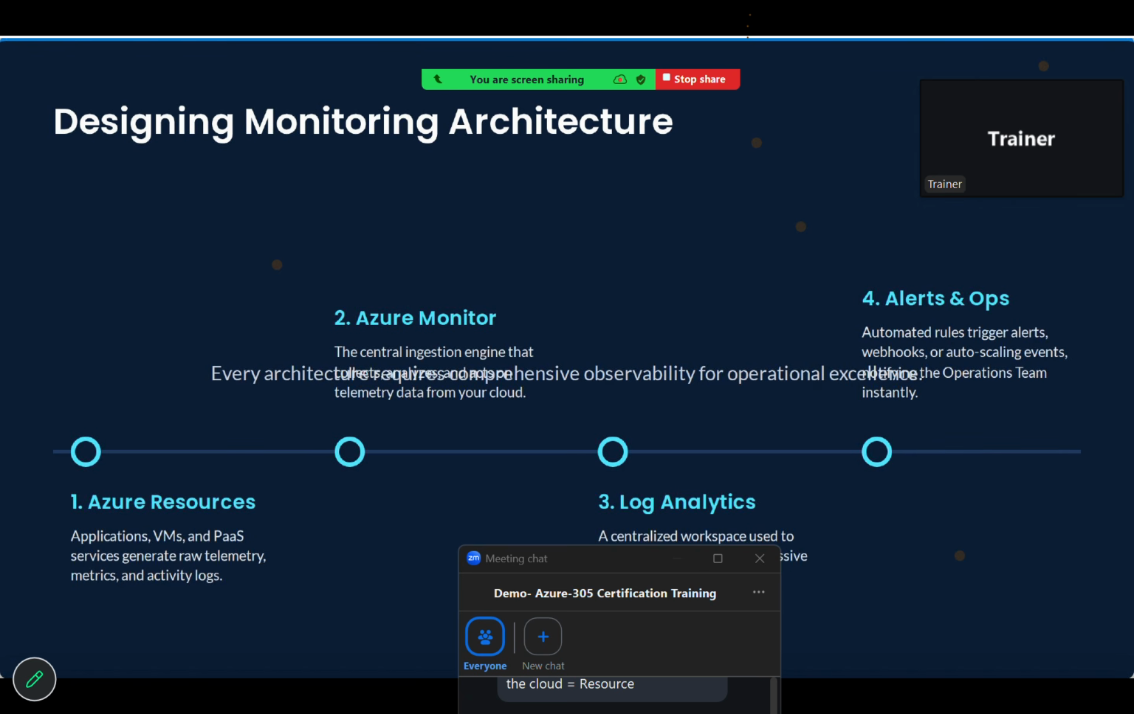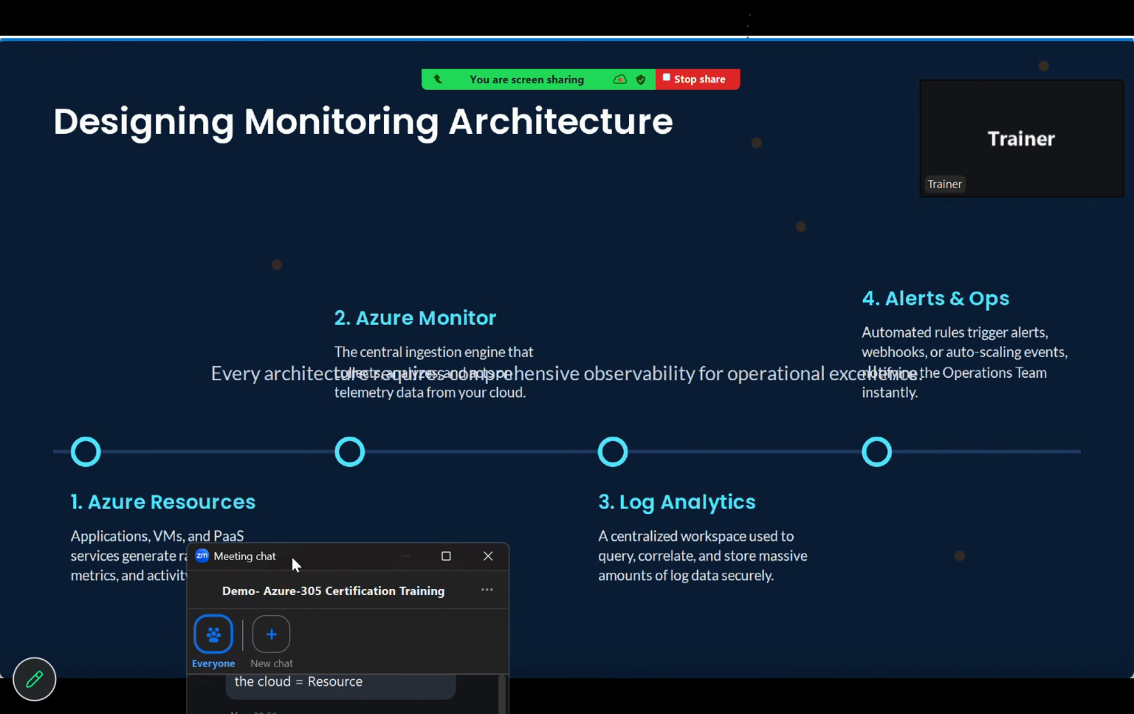And the third one will be your Azure Log Analytics. In Azure Log Analytics, a centralized workspace is used to query, correlate, and store the massive amount of log and security data.